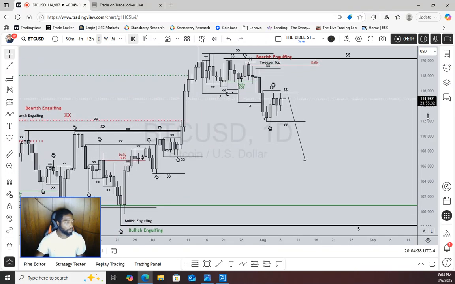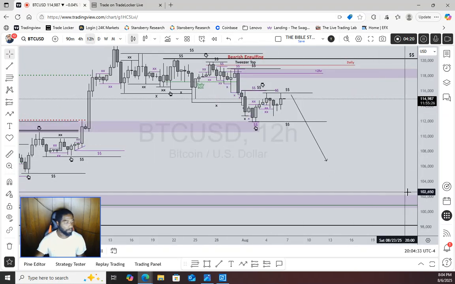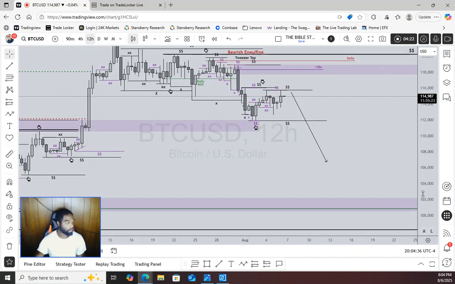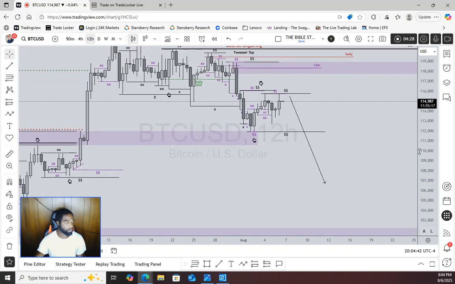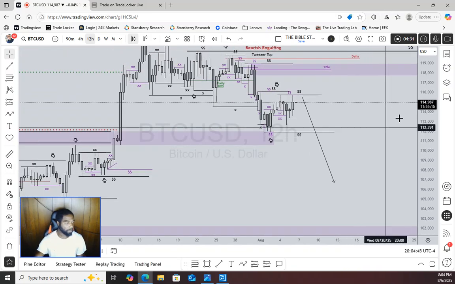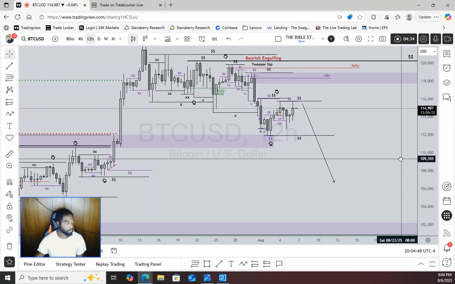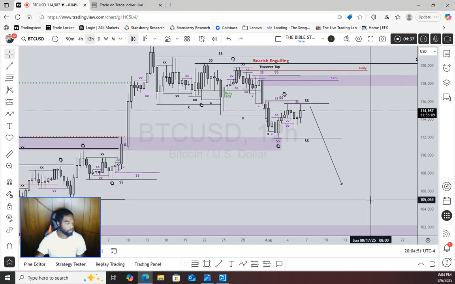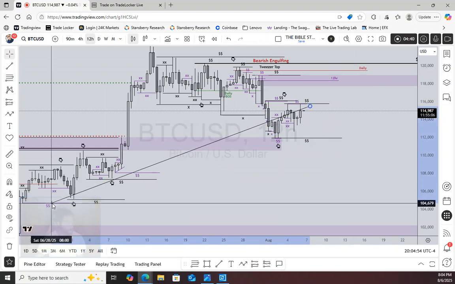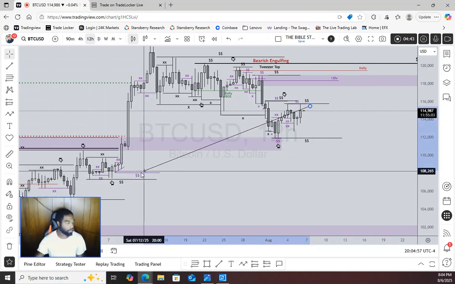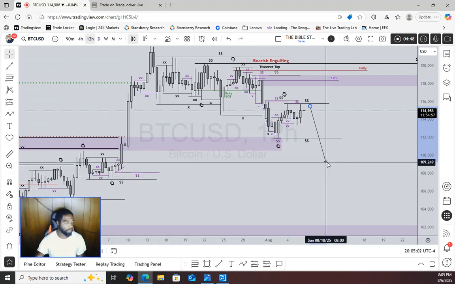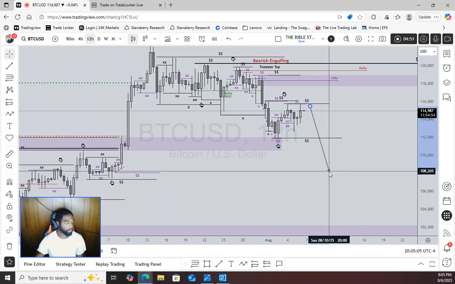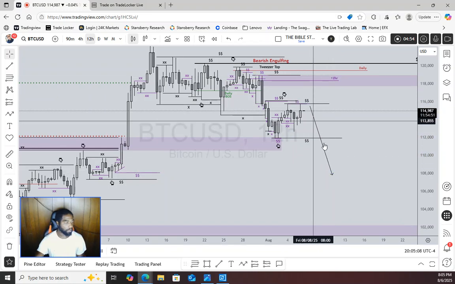But again, this is what price is looking like. Scale down to the 12-hour. See what price is doing here. Again, remember, we got all these lows here again. The 12-hour lows also. But yeah, this is what we should be anticipating. This continuation to the downside.